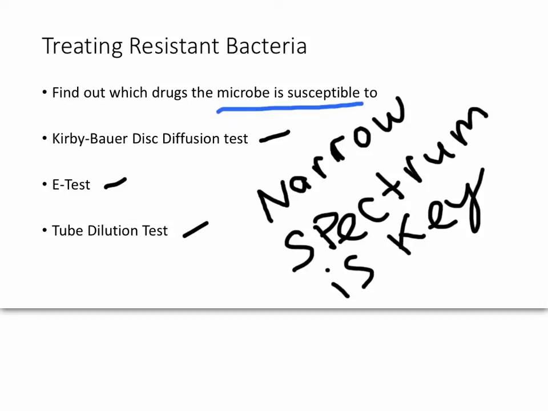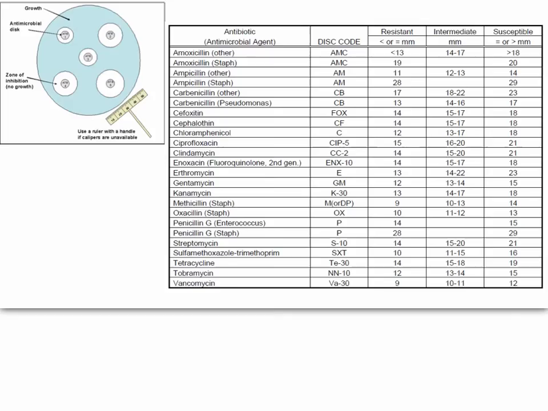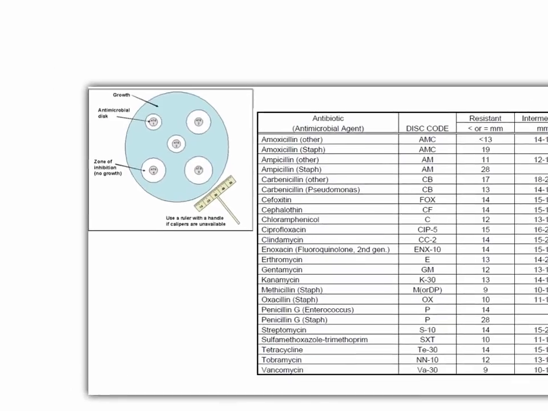When you find out what the bacteria is susceptible to, the key to treatment is using the narrowest spectrum antimicrobial that you possibly can. The reason for that is it will prevent bacteria from becoming resistant to our more useful medications. Anyhow, here's the Kirby Bauer disc diffusion test.